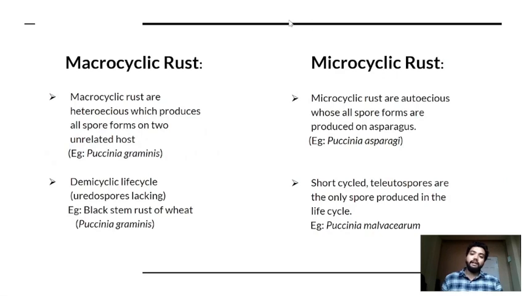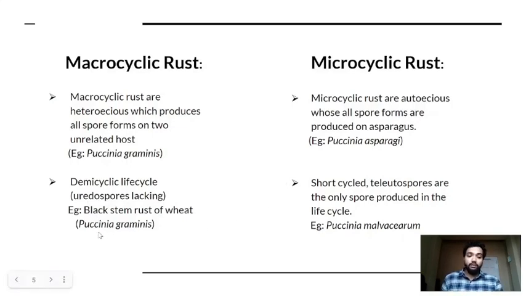We can also divide rusts into 2 other groups, that is the macrocyclic rusts and the microcyclic rusts. Macrocyclic rusts are actually heteroecious rusts which produce all spore forms on 2 unrelated hosts. A famous example of the macrocyclic rust is Puccinia graminis. They also show a demicyclic life cycle. They do not produce any urediniospores.